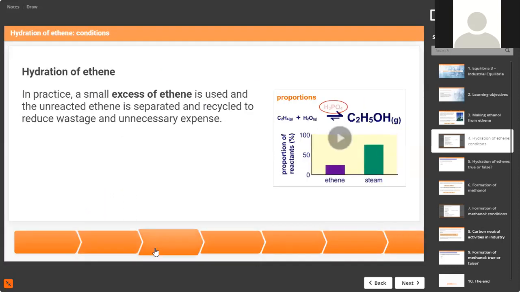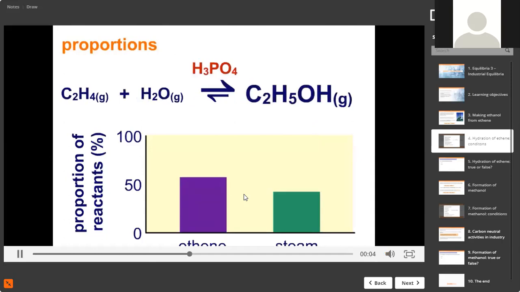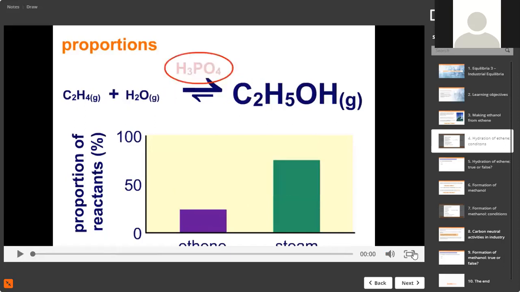So in practice, a small excess of ethene is used, and then this unreacted ethene is separated and recycled to reduce wastage and unnecessary expense. So actually what we really do is we use slightly more ethene to get a larger yield of ethanol, and then we separate and recycle that ethene to use again.